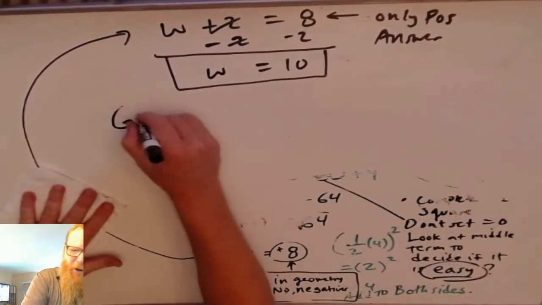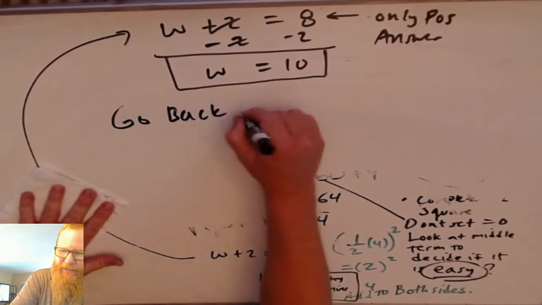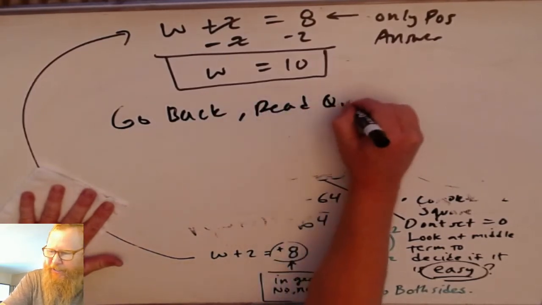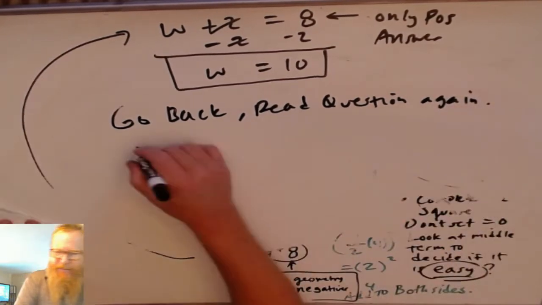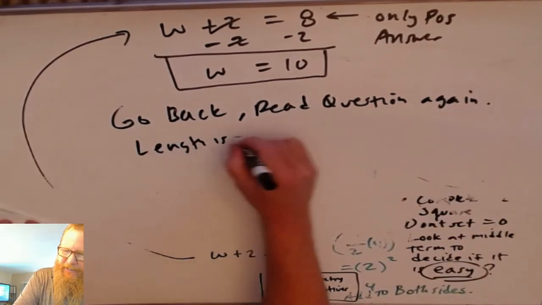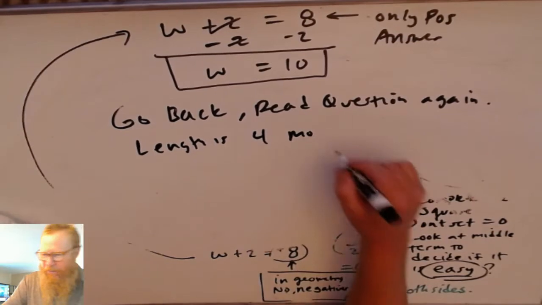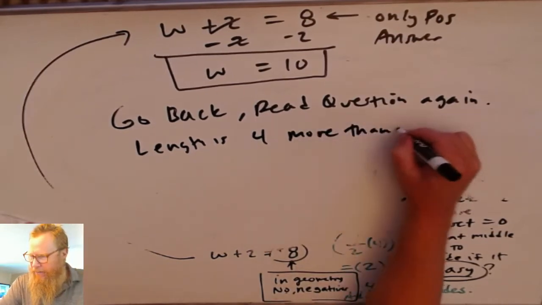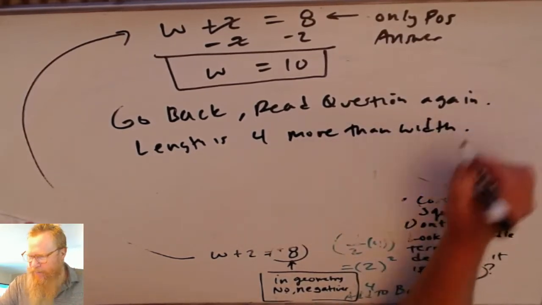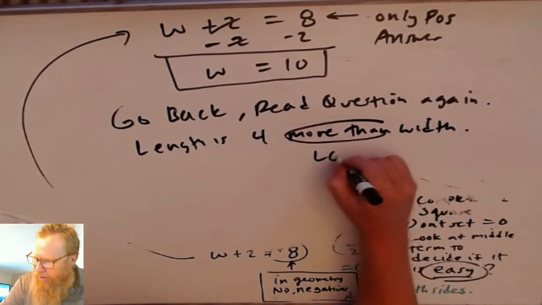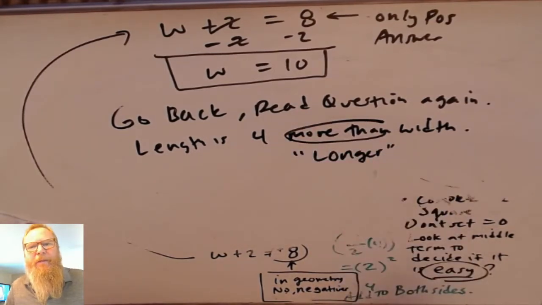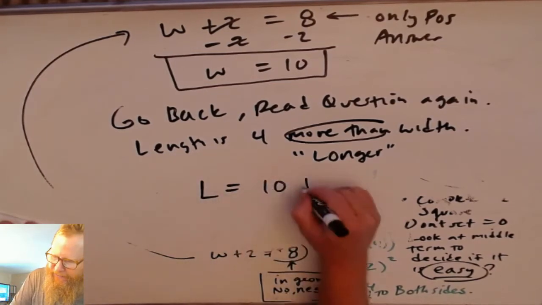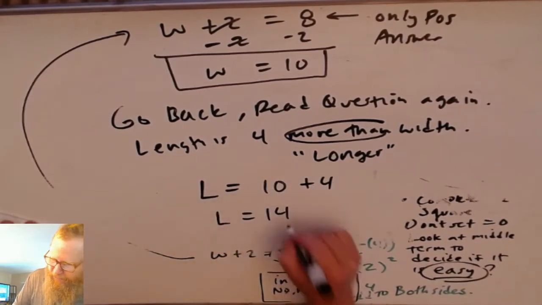Now go back, read the question again. It says the length is 4 more than the width. Or maybe it said longer. I don't know. It doesn't matter. More than, longer, same thing. So therefore, length is 10 plus 4, which is 14.